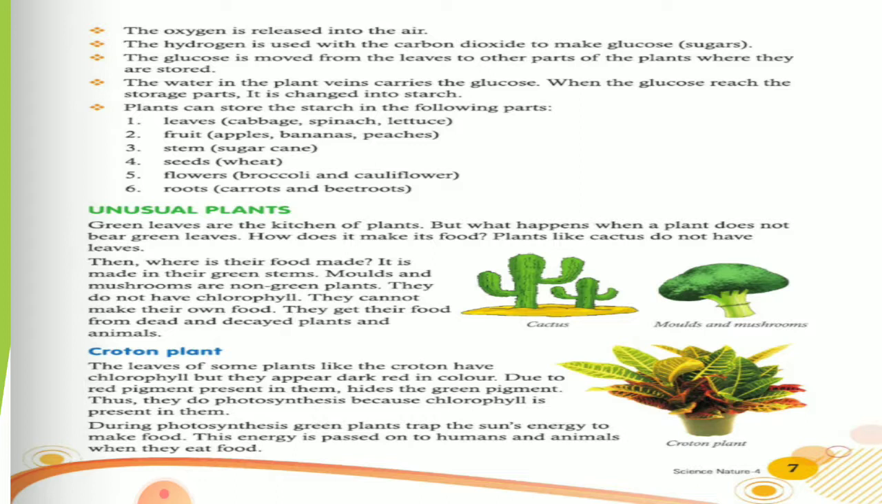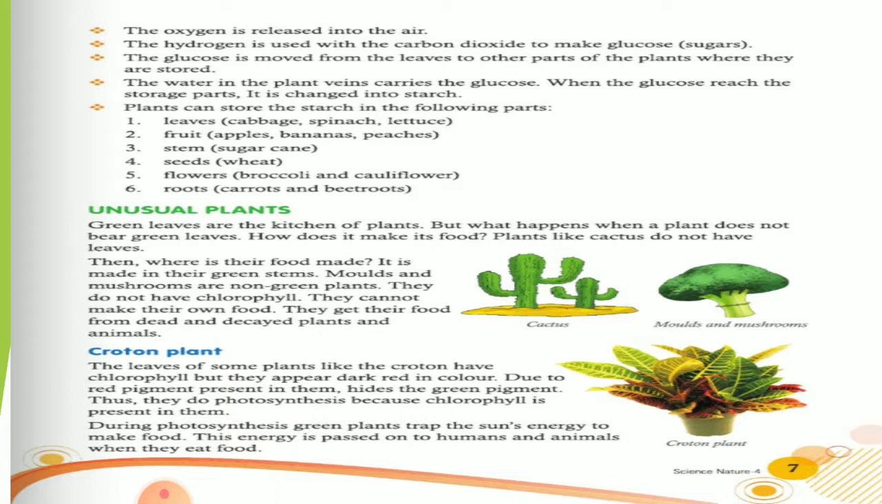So the plants that lack any particular part are called unusual plants. Just like cactus do not have green leaves, but in place of that they have green stems. So they make their food in their green stems. This is why they are also listed under the unusual plants.